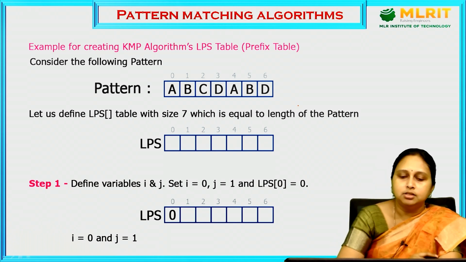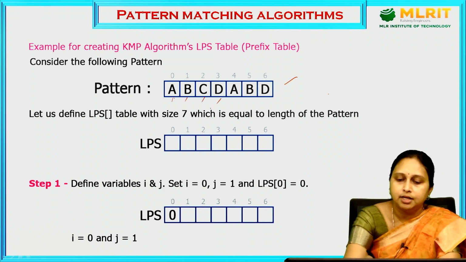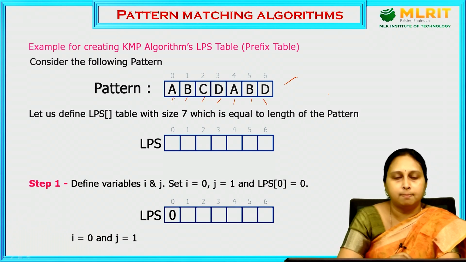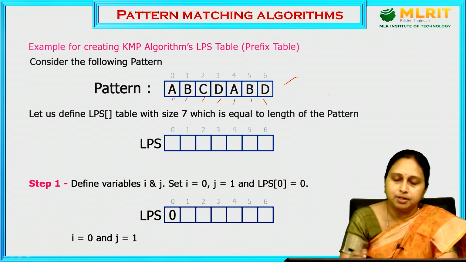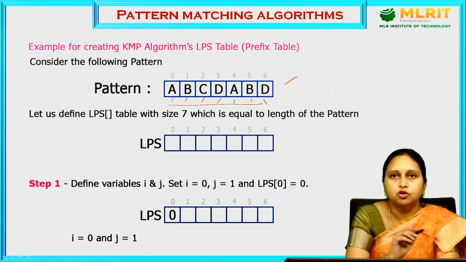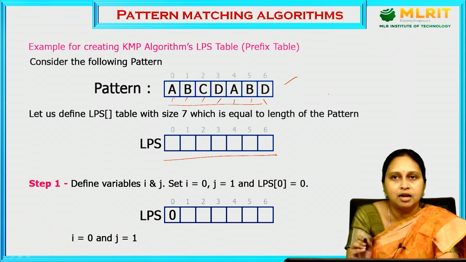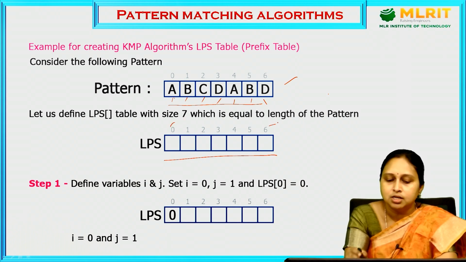Let us see here. This is the pattern which I have taken: A, B, C, D, A, B, D. These are the pattern which I am going to have. Now, based on this pattern, I need to construct an LPS table. Let us see. What is the size of this pattern? The size of pattern is 7. Based on that, we are going to have an LPS table with the same size. That's why we have started from 0 to 6.